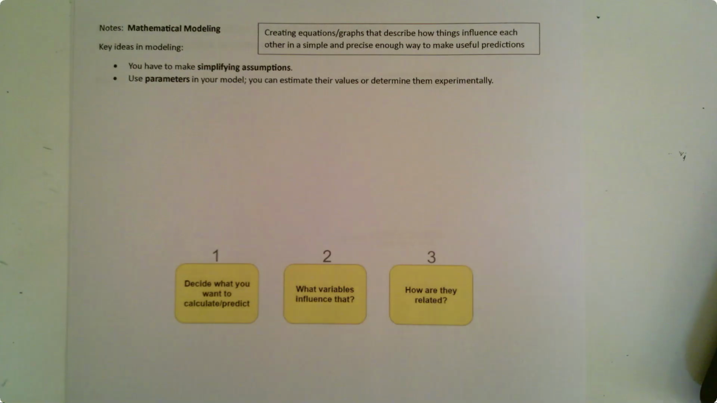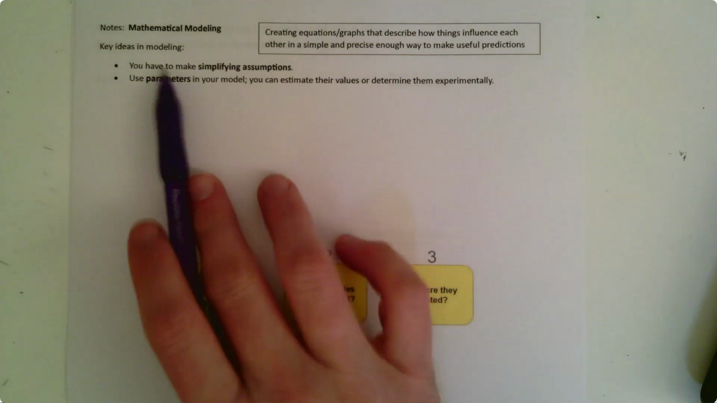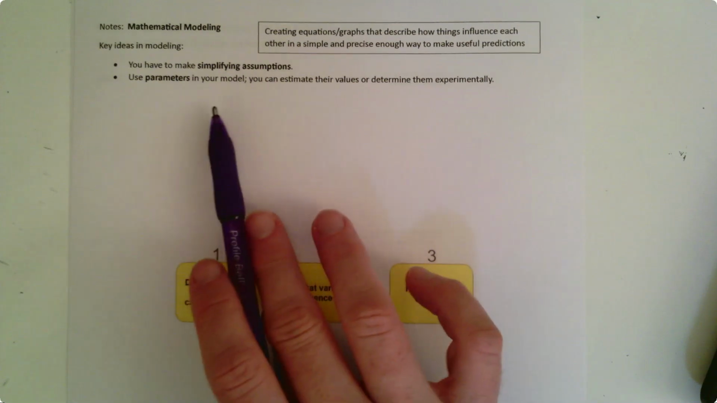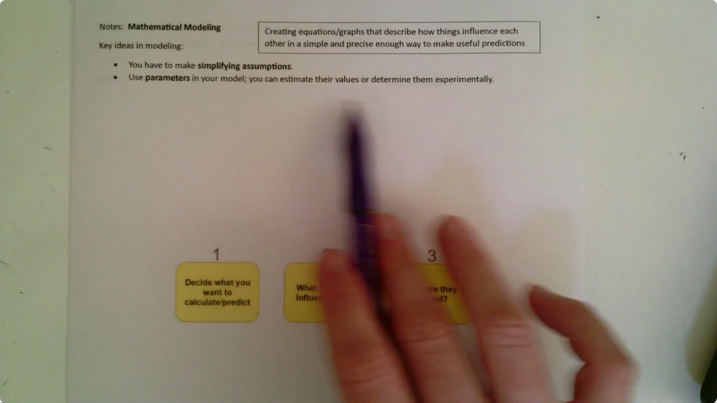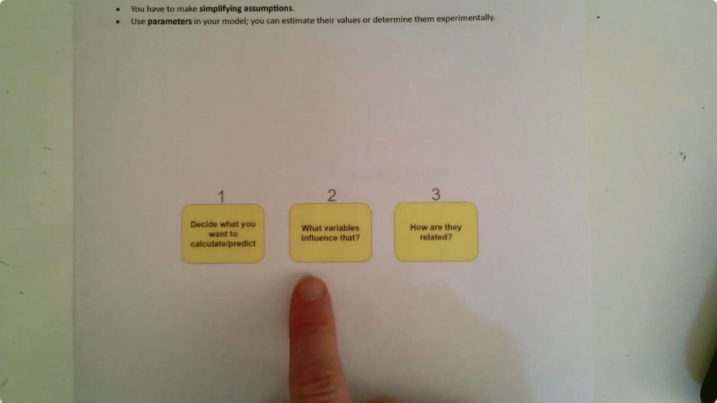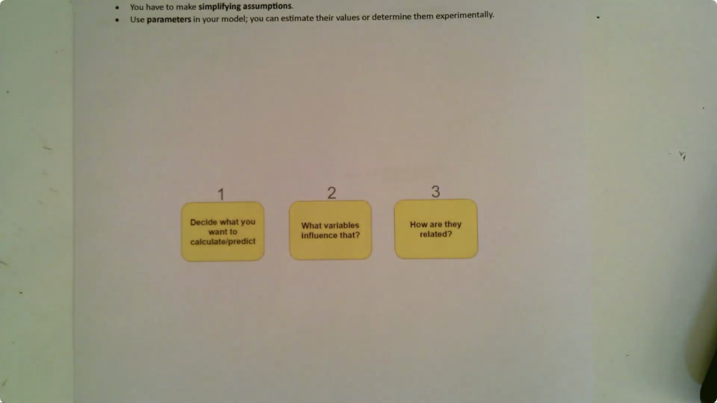So this was our note-taking form, where I have a little blurb about how I think about mathematical modeling. Some key ideas in modeling are that you have to make simplifying assumptions, and there are sometimes parameters in your model which you can estimate the values of or determine experimentally. And usually when we're modeling, you can loosely think about three broad steps: deciding what we want to calculate or predict, and then thinking about what influences that thing, and then writing equations for how all of our variables are related to each other.